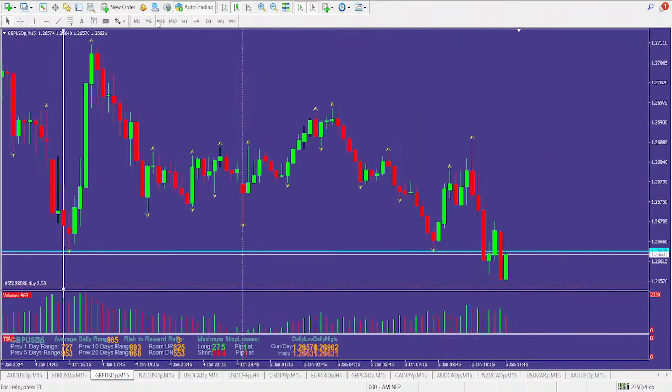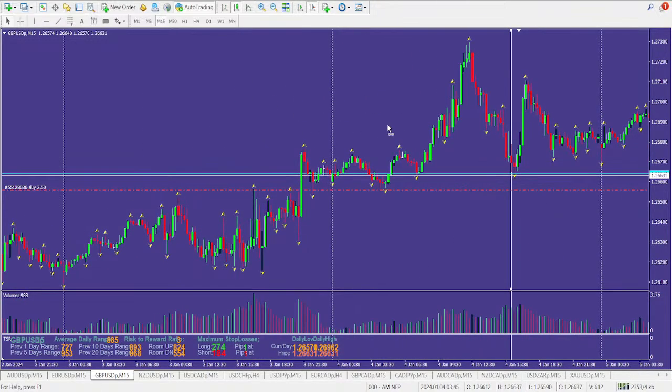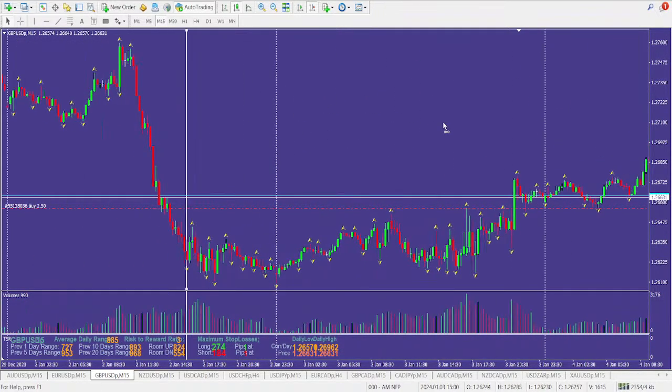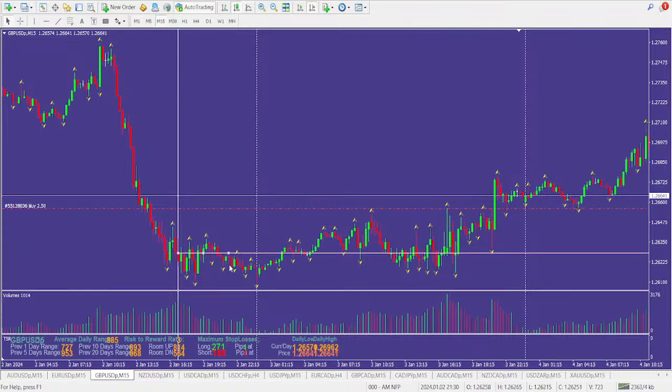Okay, let's go to the 15-minute time frame. We'll start with the demand level. So I've got price pushing up over here with a high volume spike. So this will be demand level.